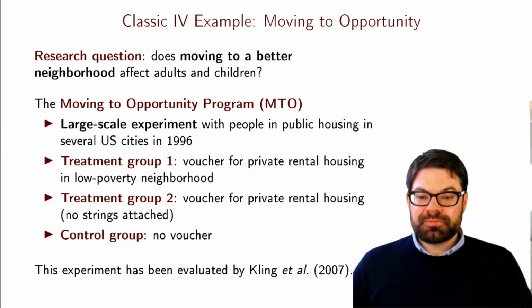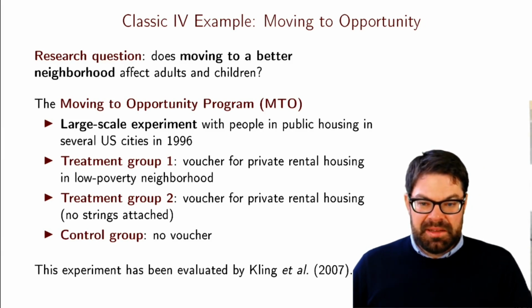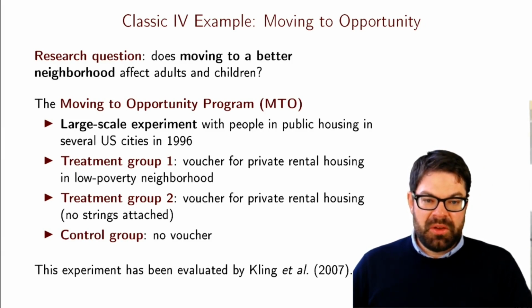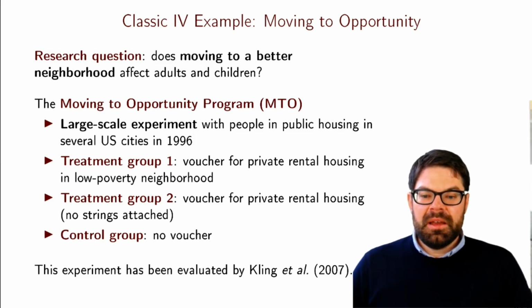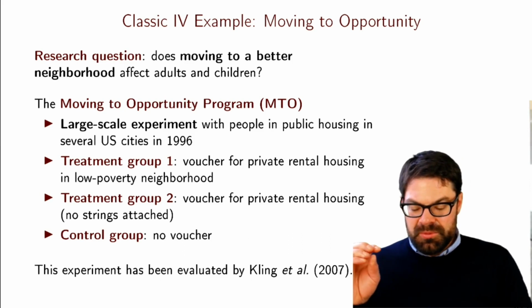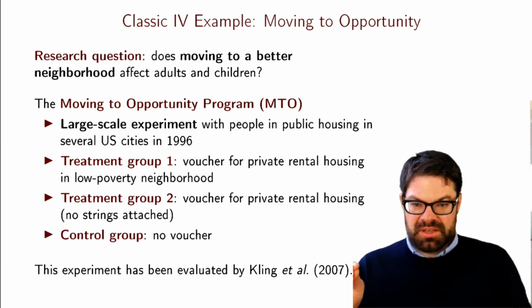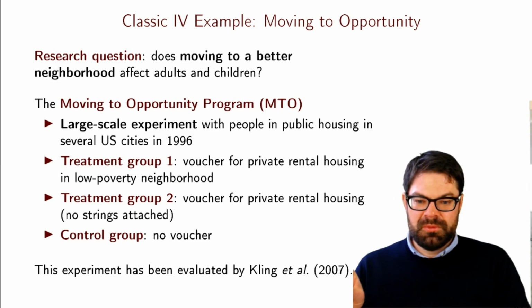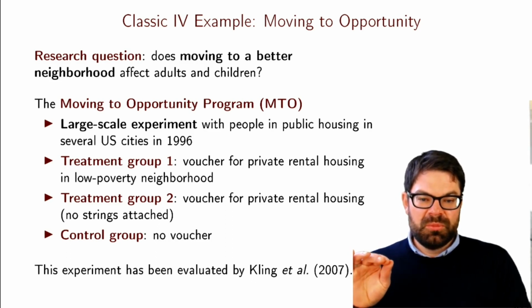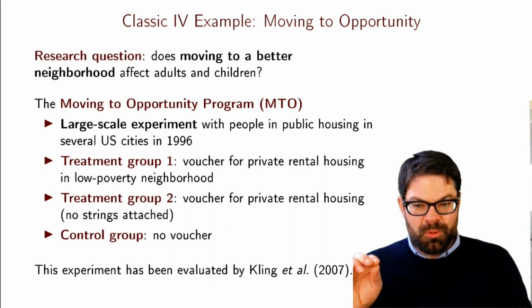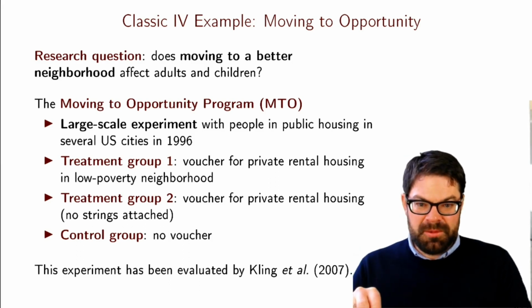And so there was a large-scale field experiment done in several US cities in 1996, where there were 3 groups. So you had 2 treatment groups and 1 control group. The treatment groups, so one treatment group got a voucher for private rental housing in a low poverty neighborhood.